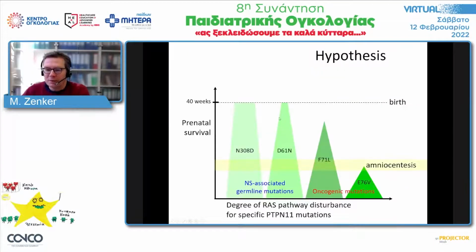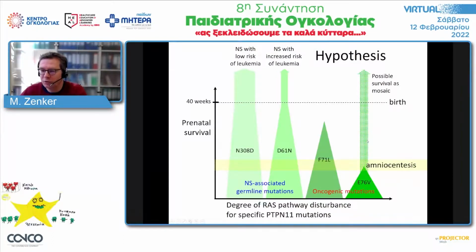And therefore, there seems to be a gradient of strength of the dysregulation that leads to a variable bottleneck in prenatal survival. And some of the mutations we'll never see at birth. We can find them prenatally by amniocentesis, the very severe mutations even not there. And we have also some prenatal deaths for other mutations. So this bottleneck has a different size, but we see that for the milder mutations, Noonan syndrome with low risk of leukemia, the ones that have these stronger effects are among the children with increased risk of leukemia, and the other ones we do not see at all. And they may survive as mosaic, but we don't know this mosaic phenotype so far.